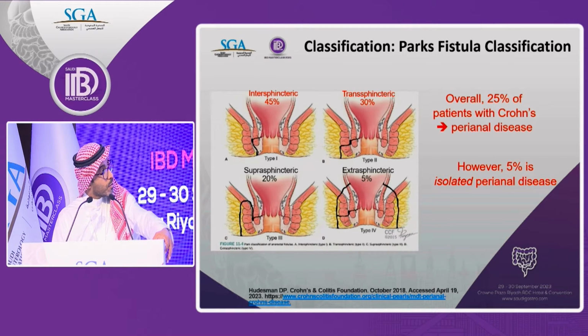Classification. If we look at the AGA classification of perianal disease, most sphincter fistulas come as intersphincteric fistula about 45%, 30% transsphincteric fistula, suprasphincteric about 20%, and only 5% extrasphincteric fistulas. And 25% of patients have perianal disease, and only 5% have isolated perianal disease without any luminal symptoms.